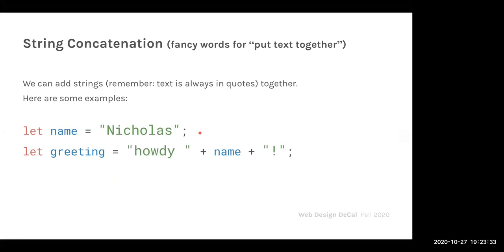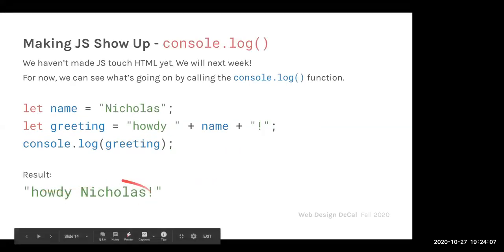So another thing we can do with strings is to concatenate them. That basically just means putting text together. So for example, here we can assign Nicholas to the name variable, and then this weird thing right here to the greeting variable. Now, what does this mean? So anytime we have a plus, we are basically adding together the variables literally. So in this case, we would end up getting howdy with a space, Nicholas, and then the exclamation mark. So this would be our result right here.